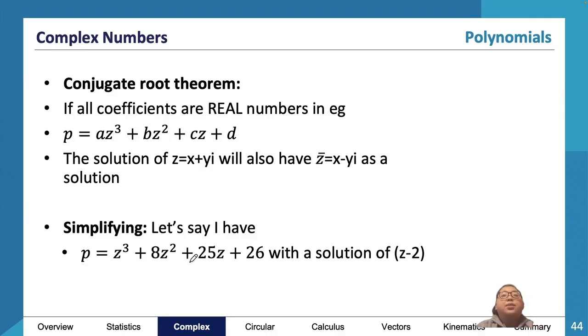So let's say we have something like this. We have z cubed plus 8z squared plus 25z plus 26, and we have a solution of z minus 2, right? So if we put this in and try to find out what's going on here, essentially a bit of short division, you can put that in. So we'll have 1, 8, 25, and 26. So we can put that in, and we'll have that this is going to equal 1. So we'll have 2 here, and then 10, right? And then we'll put that in, so we'll have 20.